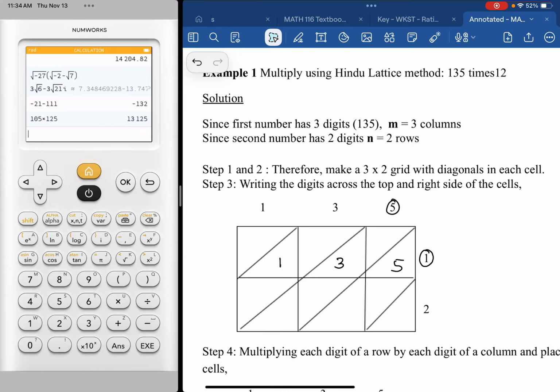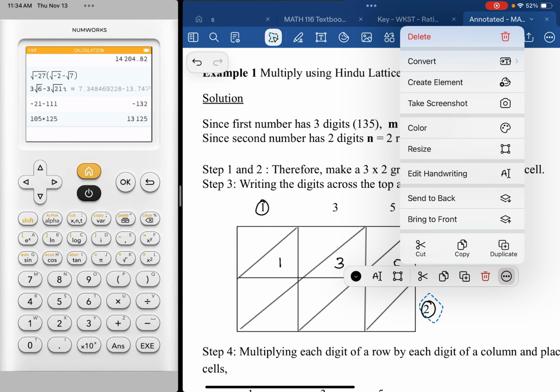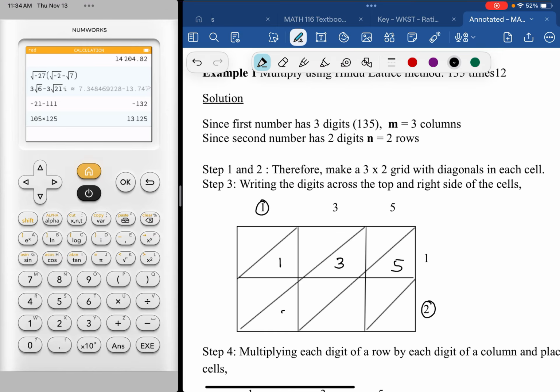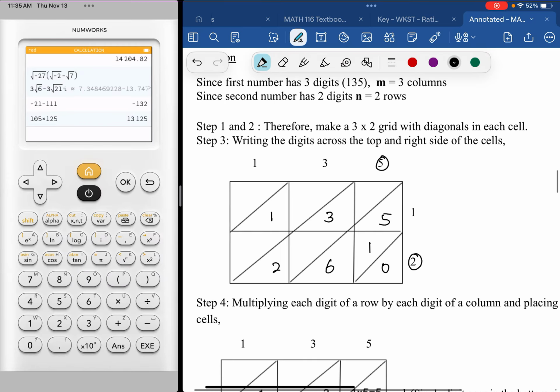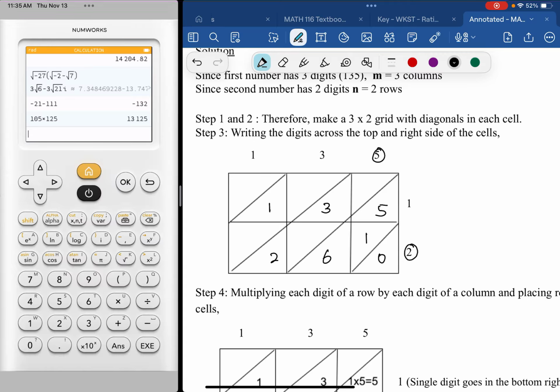Then we do the same thing again, working from left to right. 1 times 2, so that's going to be 2. 3 times 2, which would get you a 6. Then 5 times 2, which would get you a 10. But each portion of a cell only allows for one digit. So if I have a 2-digit number, I would write it like this. That would be 1 times 10, 1 and 0.